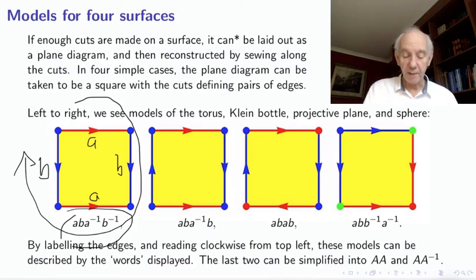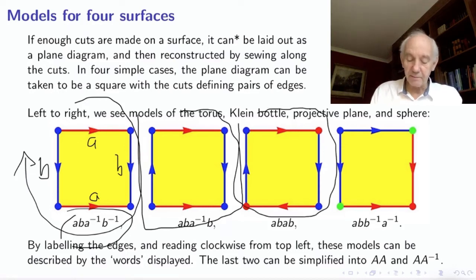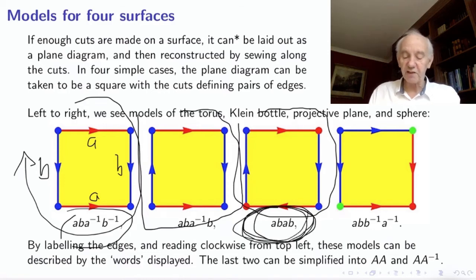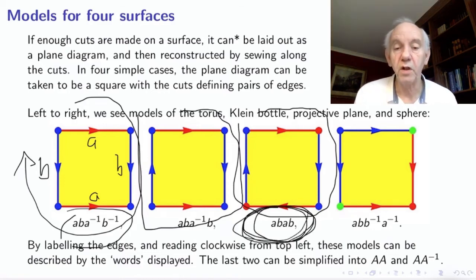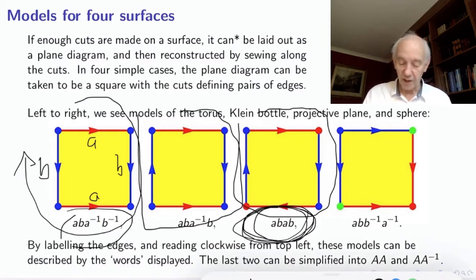Here we have A, B, A inverse, B. Here we have A, B, A, B. In a certain sense, that's the simplest in terms of the word. It's the projective plane. It's probably the most complicated of these four surfaces to visualize, but it's the simplest to write down in terms of this boundary identification. It's just A, B, A, B. Actually, here again, you could just use two arrows, because I could combine the red arrow and the blue arrow and call that a single arrow, as I did for the sphere.